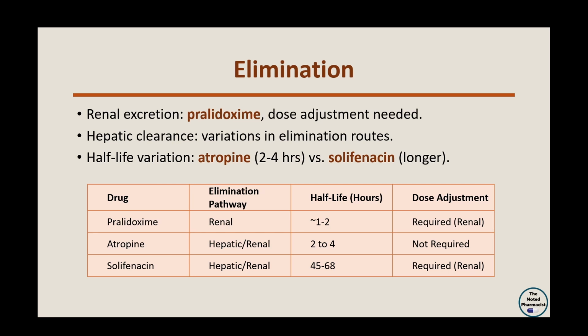Elimination pathways for anticholinergic drugs involve renal and hepatic clearance, with variability across the class. For instance, drugs like pralidoxime are predominantly renally excreted, necessitating dose adjustments in renal impairment. Elimination half-lives vary widely, with drugs like atropine having a half-life of 2 to 4 hours, while newer agents like sulfaphenacin exhibit longer half-lives, supporting once-daily dosing regimens.